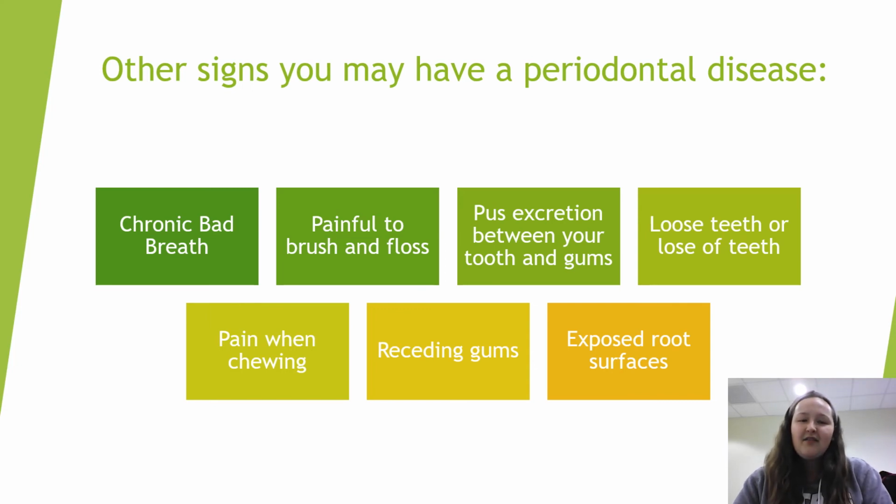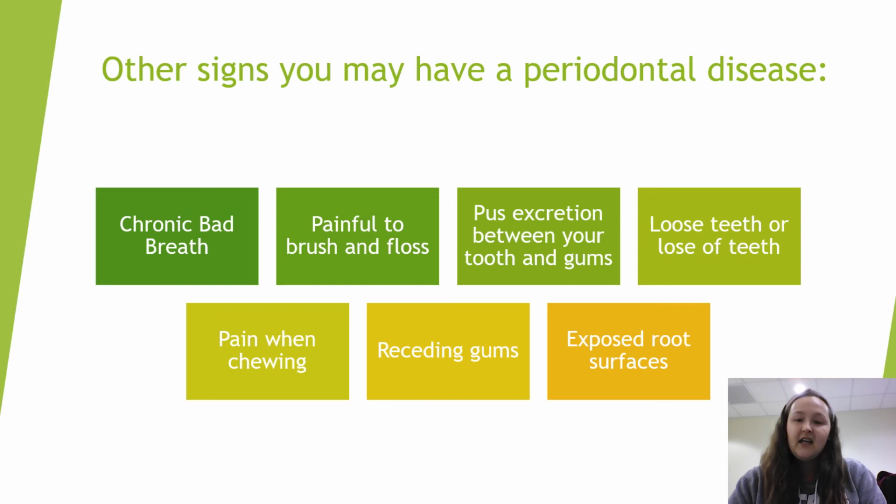It could be if you have chronic bad breath. So if somebody's offering you a mint, be wary. If you have a painful experience when you're brushing and flossing, if your gums are tender or they hurt, if you have any pus, if you've ever had an infection, you know what pus looks like. It's that white stuff that comes out, is nasty. Pus coming out in between your tooth and your gums, that is a sign of infection.